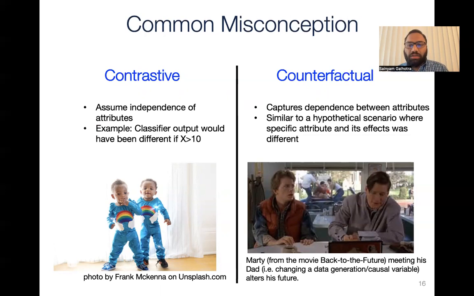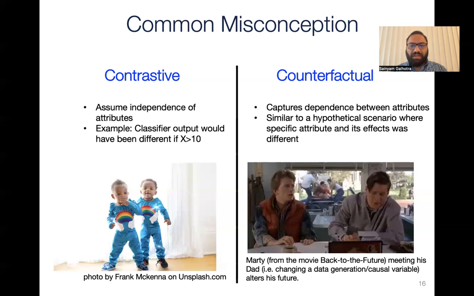In contrast, a counterfactual scenario captures dependence between attributes and models a hypothetical scenario where a specific attribute value was different from the original value. An example of this is Marty from the movie Back to the Future, where he meets his dad before his birth, hoping to change the future. In this case, we have the same individual, and the outcome is still affected by all factors which were there in the original instance.